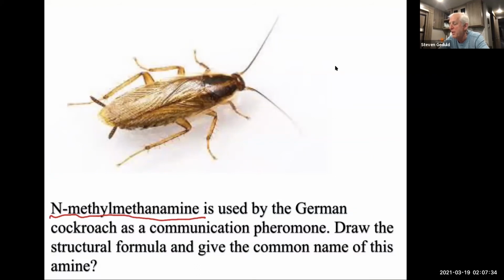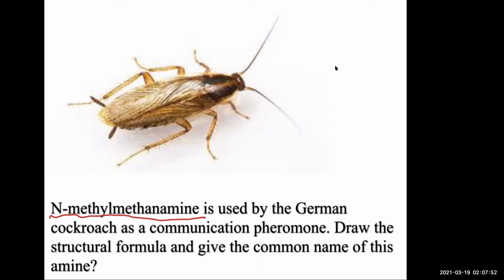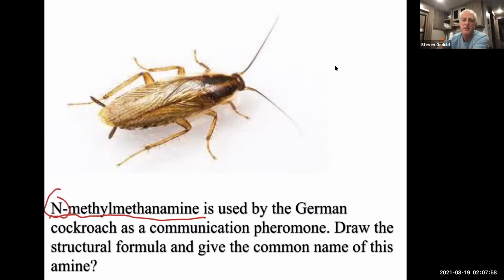Draw the structure, formula, and give the common name of the amine. Okay, so N-methylmethanamine. So we know it's an amine. How do we know if it's a primary, secondary, or tertiary amine? And how do we know? It's secondary, because there's an N. Yeah. Perfect. That's exactly right.